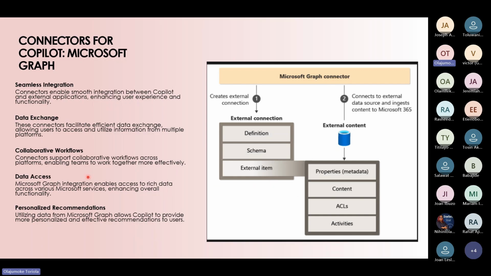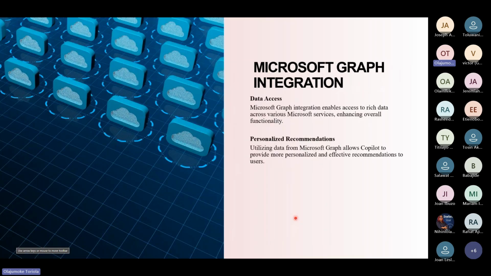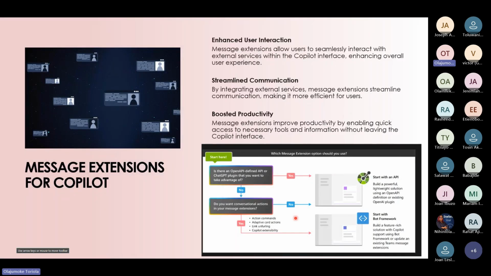And so what Microsoft Graph does is that it's responsible for three things. It creates an external connection, and then connects the external data source and ingests content into your M365. And then lastly, it manages the external connector. So those are the three ways that your connector works using the Microsoft Graph. I think we've talked about Microsoft Graph in a way.